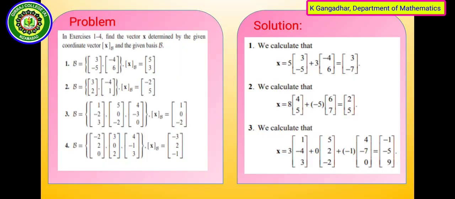So here x is the linear combination of the vectors B: c1 b1 plus c2 b2. Here the c1, c2 values are given in the first problem, 5 and 3, and the b1, b2 vectors are given, (3, -5) and (-4, 6). x equals c1 b1 plus c2 b2, where we write the values 5 times (3, -5) plus 3 times (-4, 6). So we get the result (3, -7). So it is the vector x.